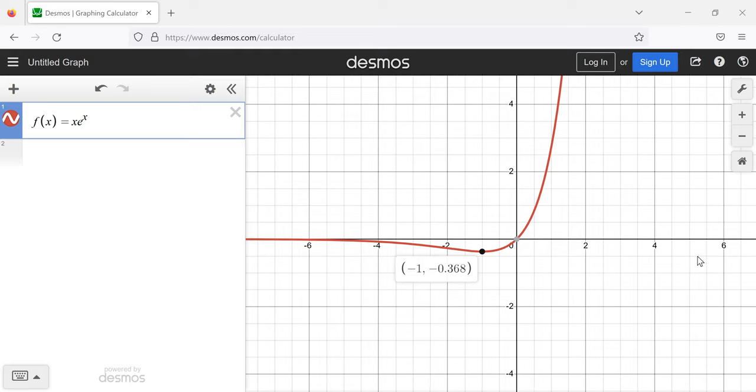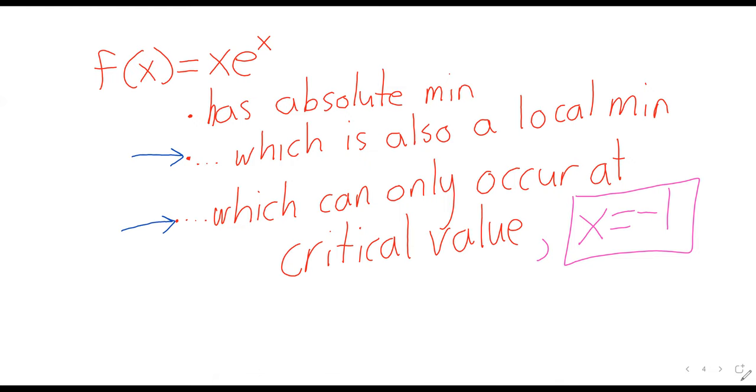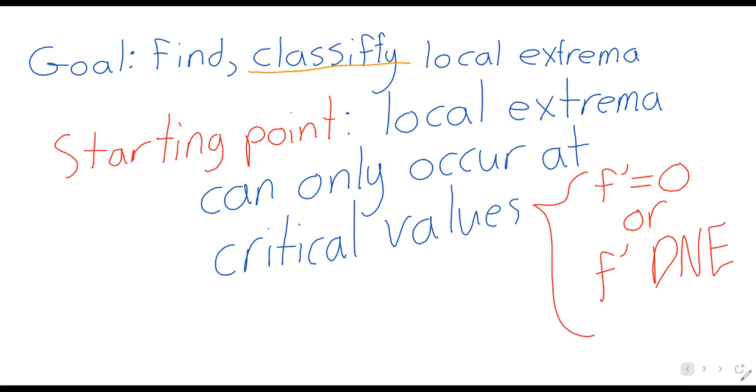Okay, but you know, we've successfully finished this problem. What we haven't done is put a method on the board for finding critical values, or rather for finding local extrema. So we have the idea as it's been presented in this problem, but we need to formalize it. We also haven't really gained any insight about this word classify.